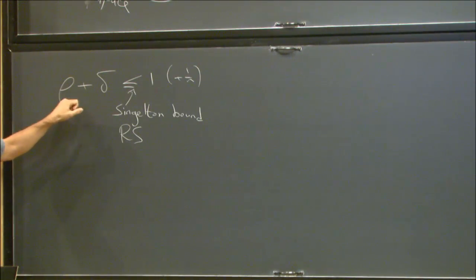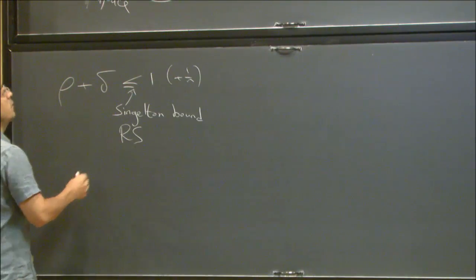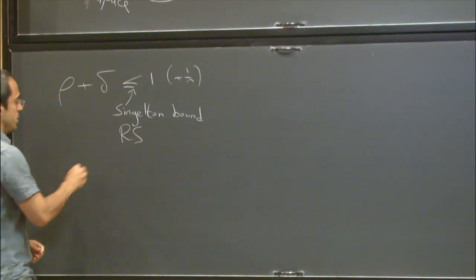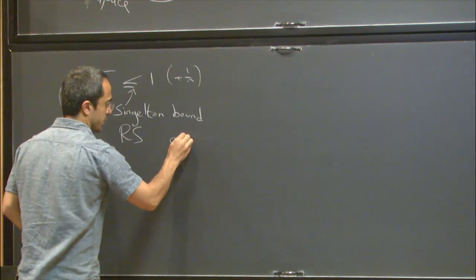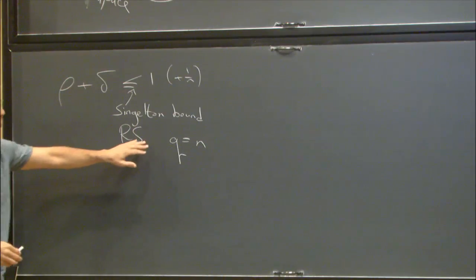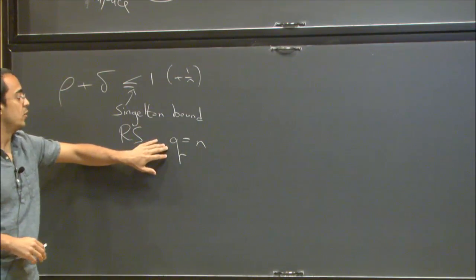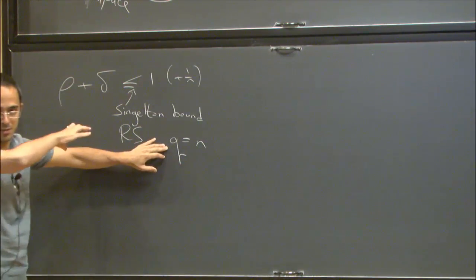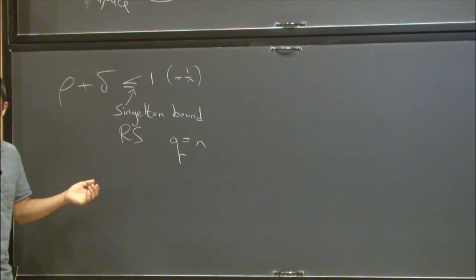So in this case, if you want to achieve a rate rho and distance delta using Reed Solomon, then the alphabet size Q will be n, or at least n. And so the question is, say you want a fixed alphabet size, or at least you want to kind of decouple the alphabet size. So what can you do? How well can you do?